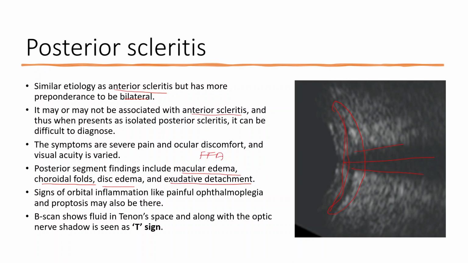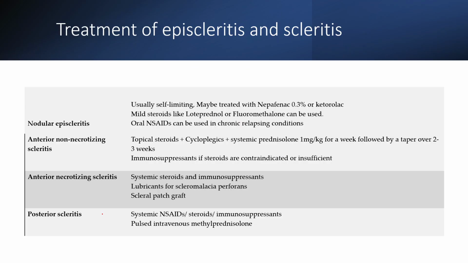One is FFA and second is B scan. So these two help you to clinch the diagnosis of posterior scleritis. Sometimes you may also have painful ophthalmoplegia and proptosis. Okay. So the T sign I have already explained it to you.